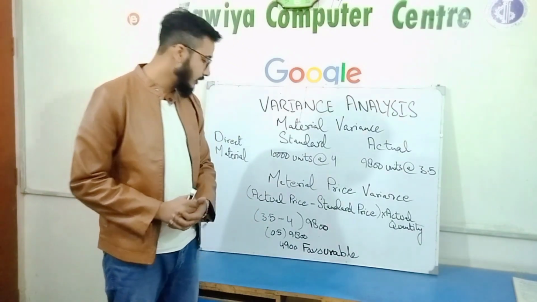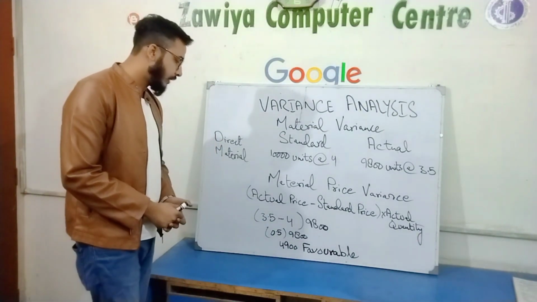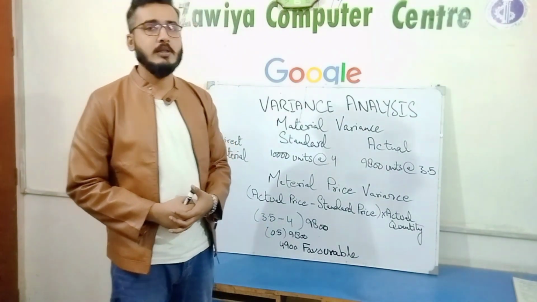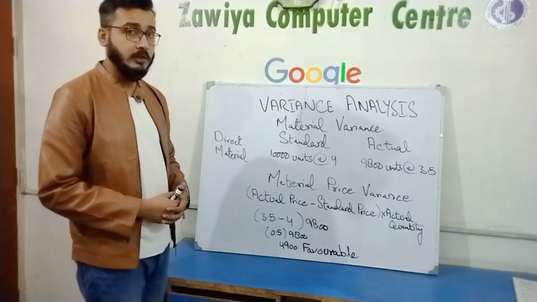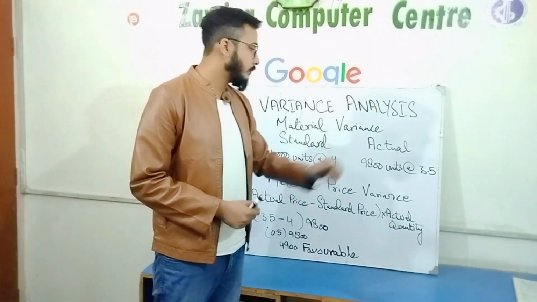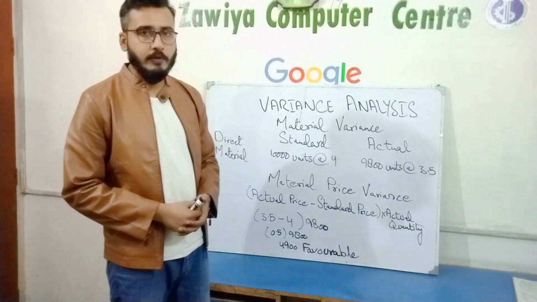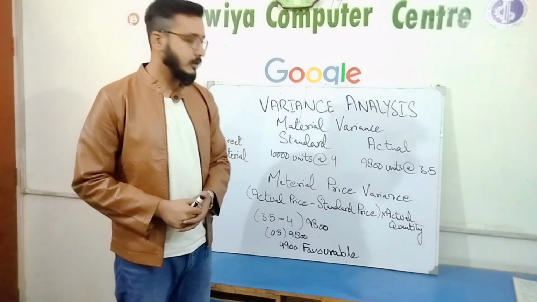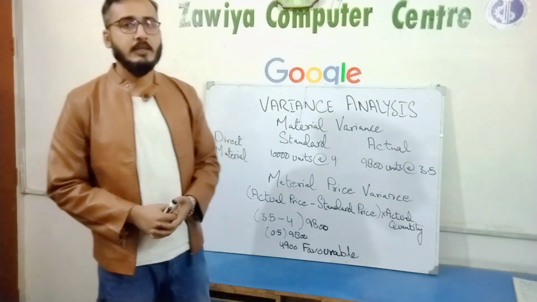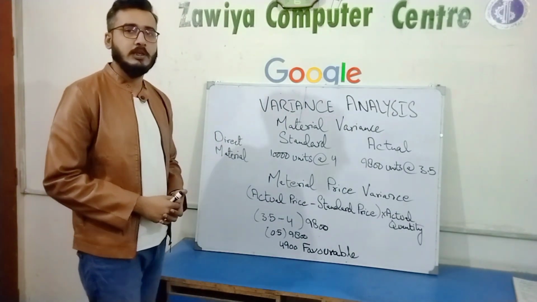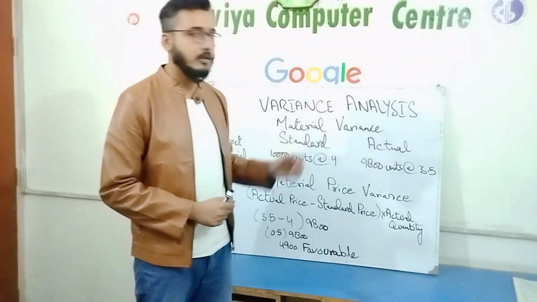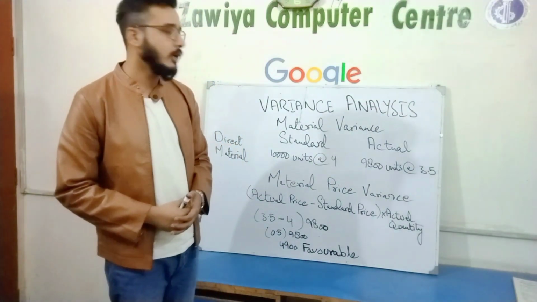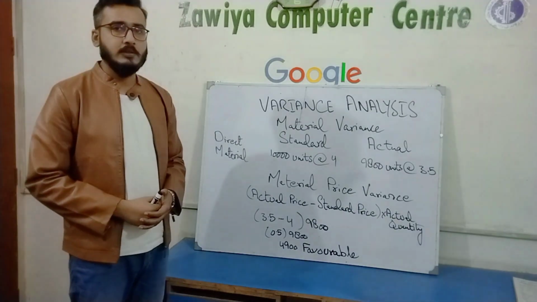So I had the answer of 0.5 and by multiplying it with 9,800 I have the answer of 4,900, which is favorable for the company because the price incurred by the company is 3.5 and the standard price for these units is 4. So in that case that is favorable for the company because the actual price is lower than the standard price. So let us move to the material quantity variance.